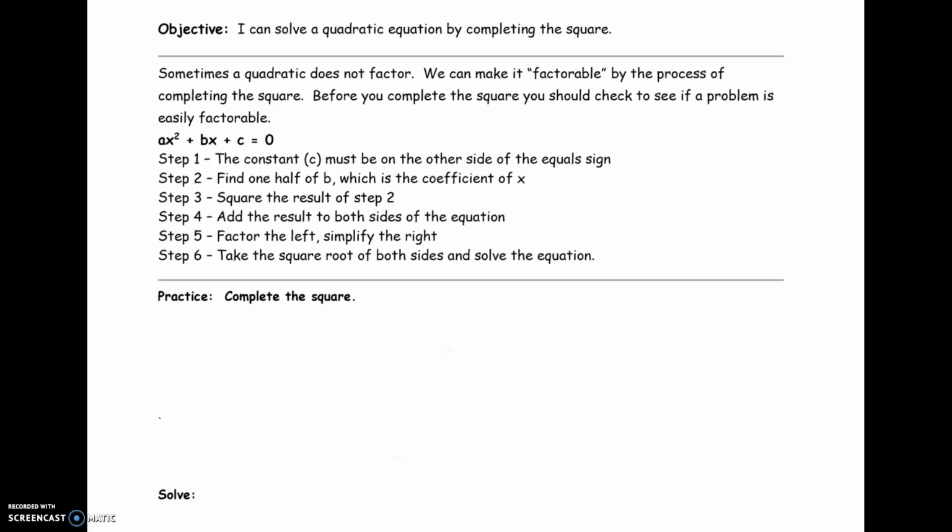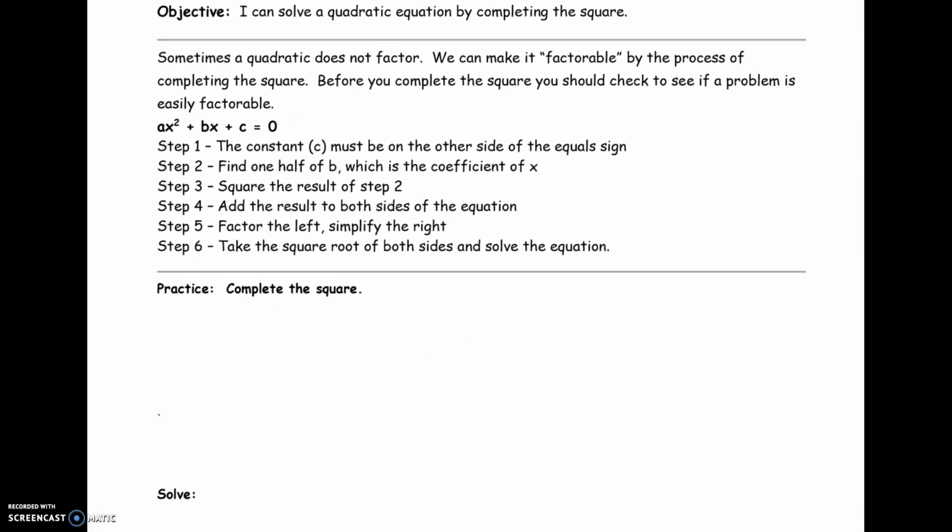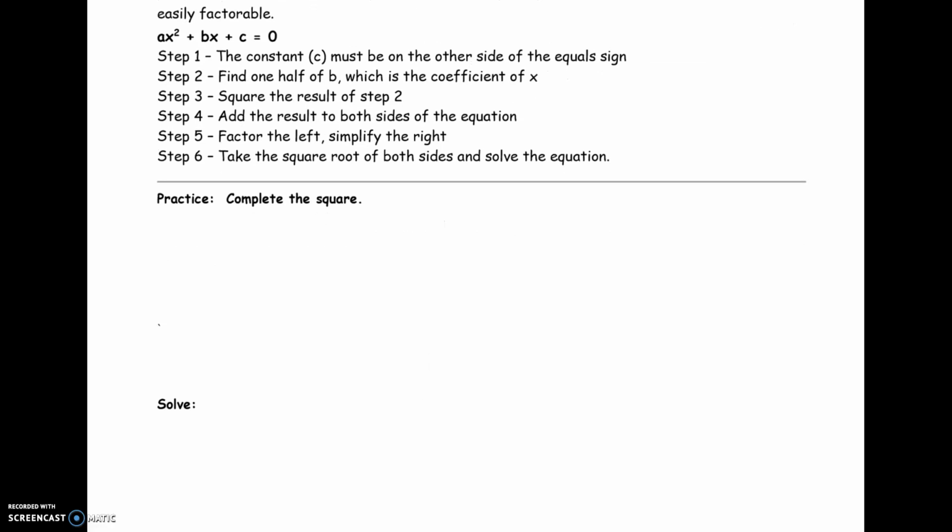But if you can't, you'll want to know this one as a method to use, and it says sometimes a quadratic does not factor. We can make it factorable by the process of completing the square. Before you complete the square, you should check to see if the problem is easily factorable. Remember that a quadratic equation looks like ax squared plus bx plus c equals 0.